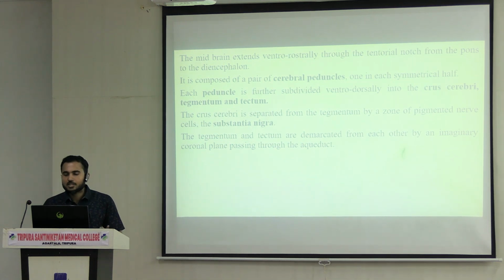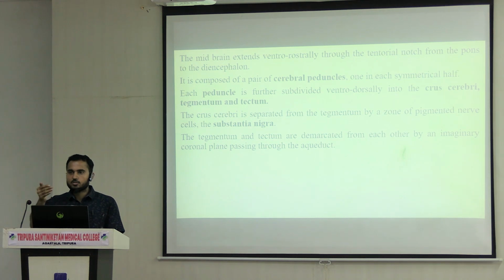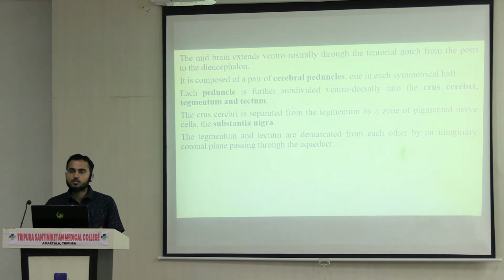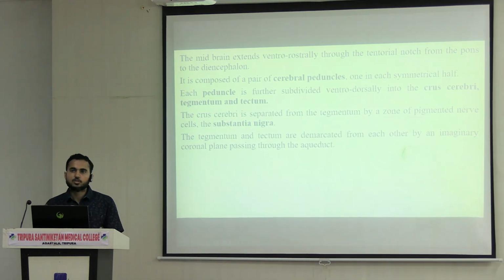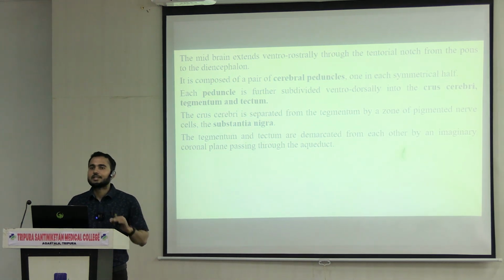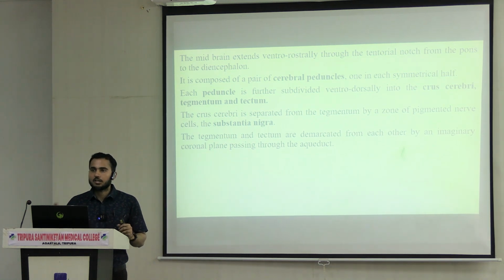Now each peduncle is further subdivided ventrodorsally. That means from anterior to posterior, this cerebral peduncle is divided into three different parts. The anteriormost part is called the crus cerebri, then the middle part is called the tegmentum, and the posteriormost part is called the tectum. For that, what you have to do? You have to take a cross section of the midbrain in order to understand.